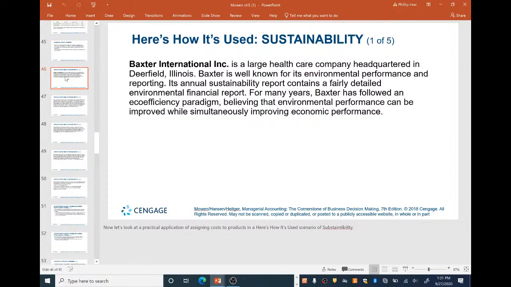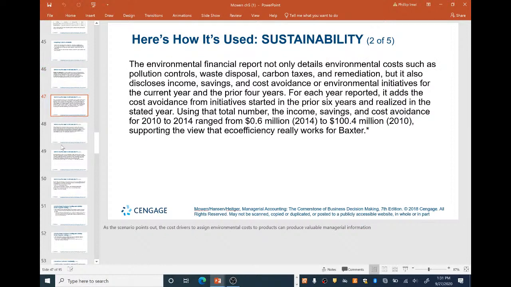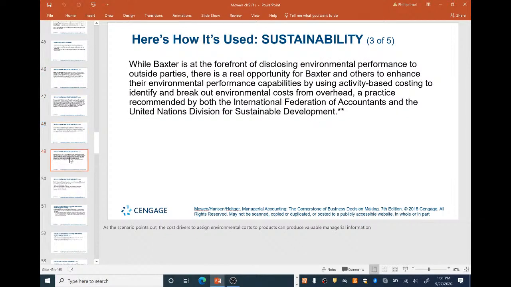Okay, here's how it's used: sustainability. I'm not going to read through these right now. You can do this on your own time.